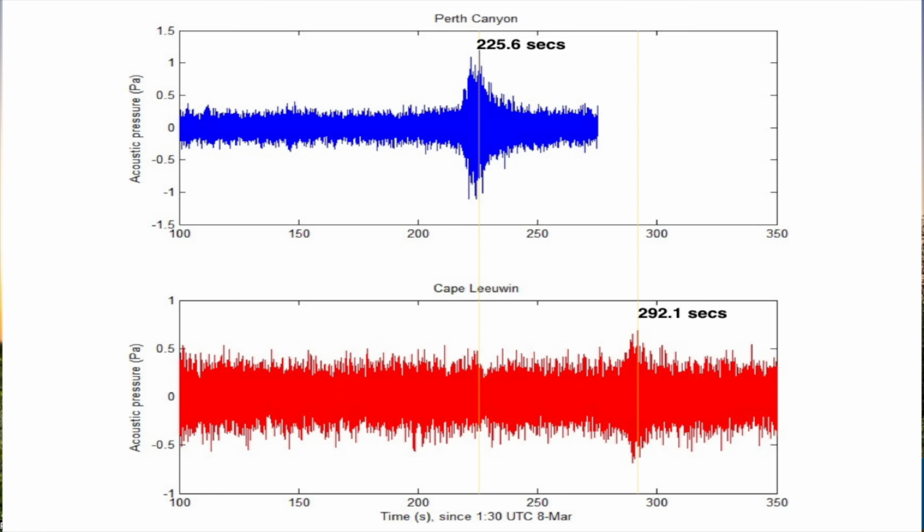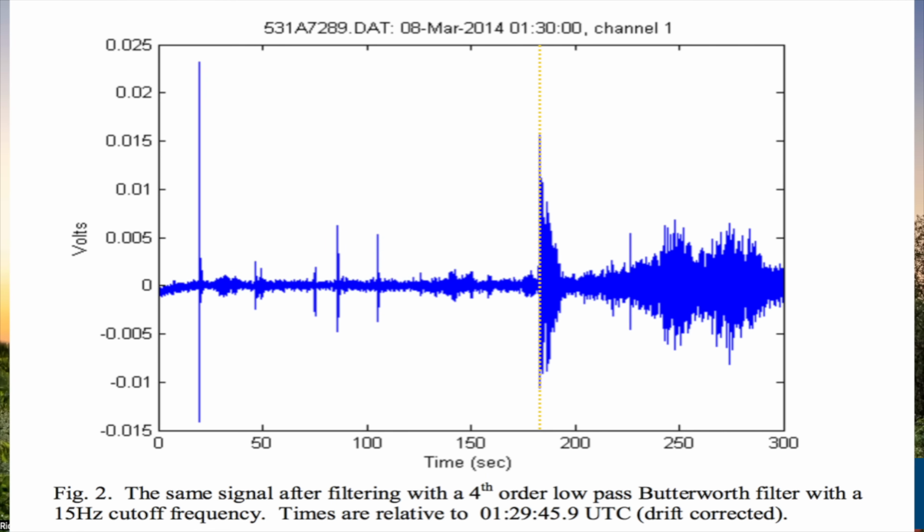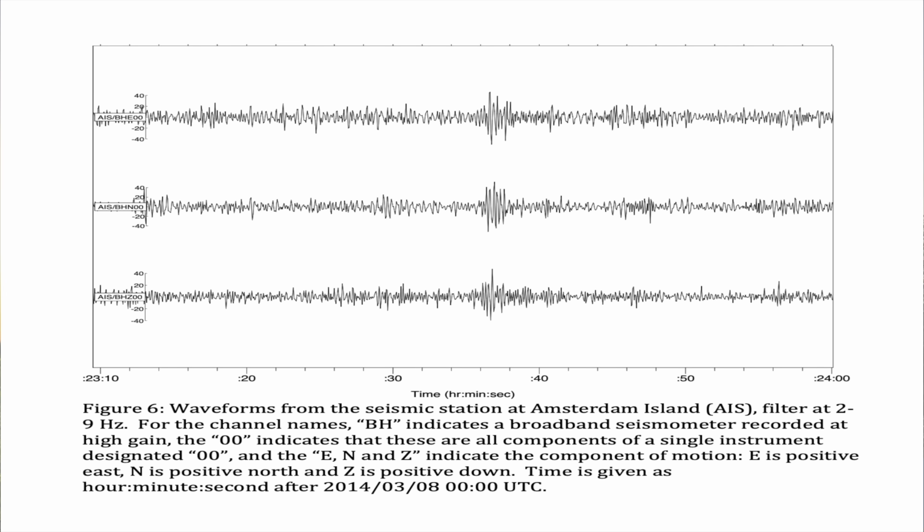Underwater acoustic data from the Integrated Marine Observing System, IMOS, stations at Perth Canyon and Scott Reef was also analysed. Finally, seismic data from Amsterdam Island was also considered. And 3 separate teams have looked at this data.